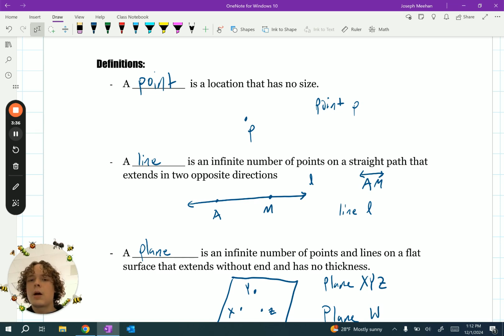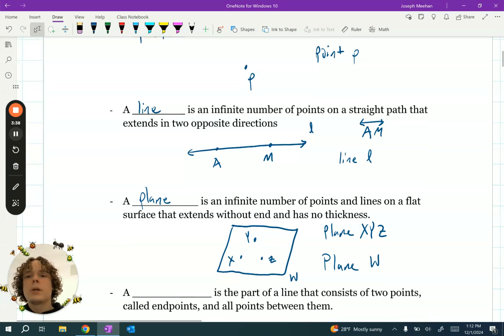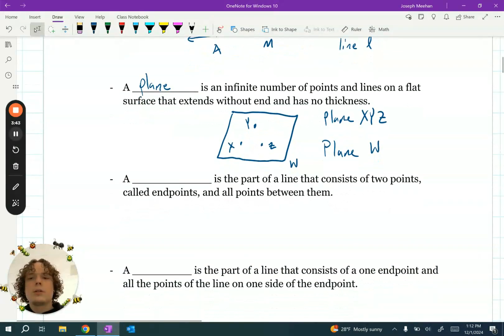To make a line, you need at least 2 points. And to make a plane, you need 3 points. So that's kind of interesting, right? This next one says a blank is the part of a line that consists of 2 points called endpoints and all points between them. So what this is, is a segment.